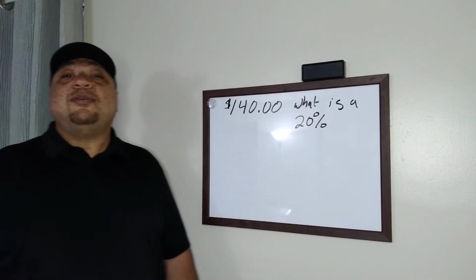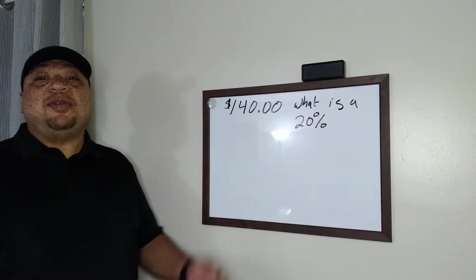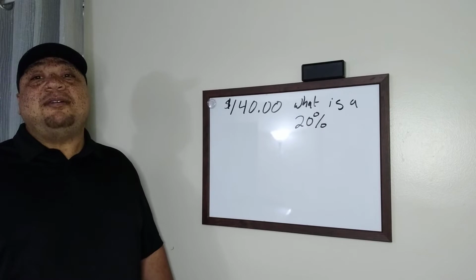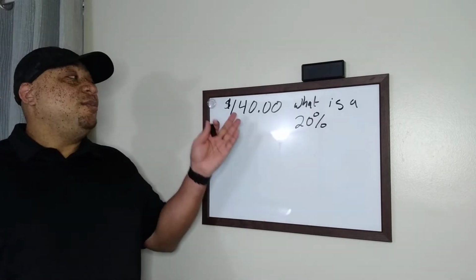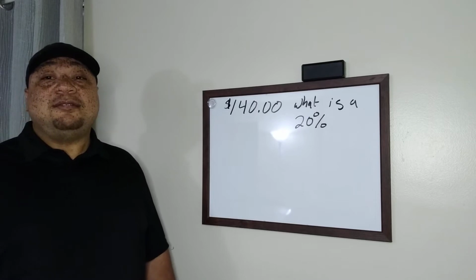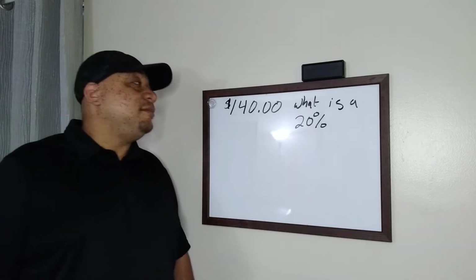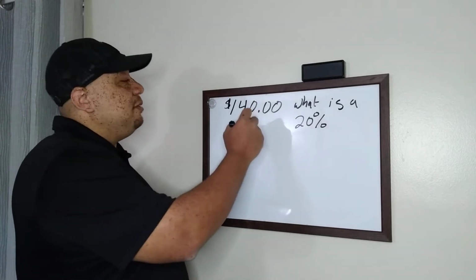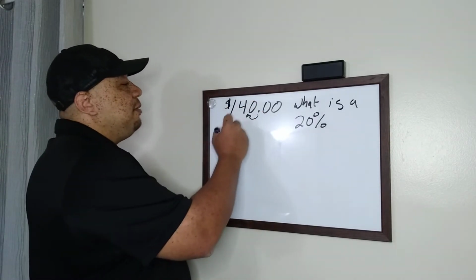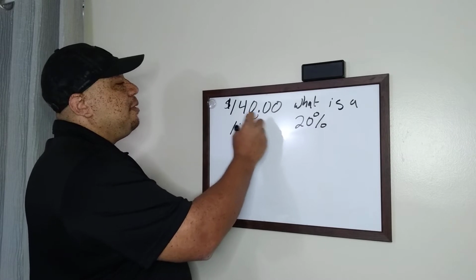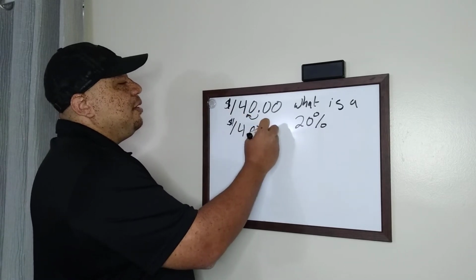Okay. So how do you calculate that when you don't have a calculator around? Well, let's start with 10%. What's 10% of $140? It's easy. Let's move the decimal place that way. It's $14. Use 10%.